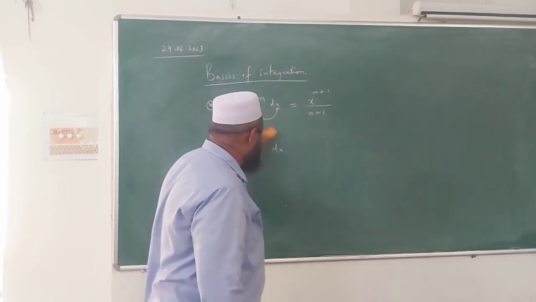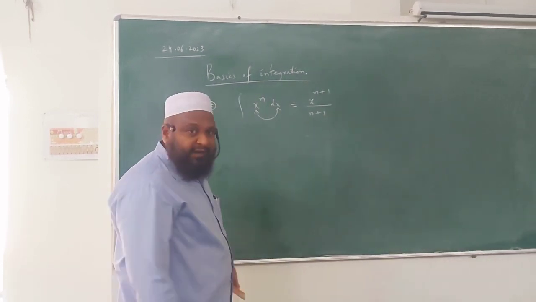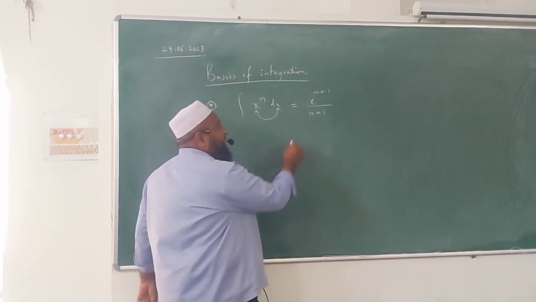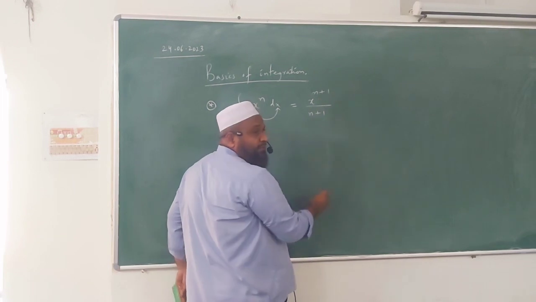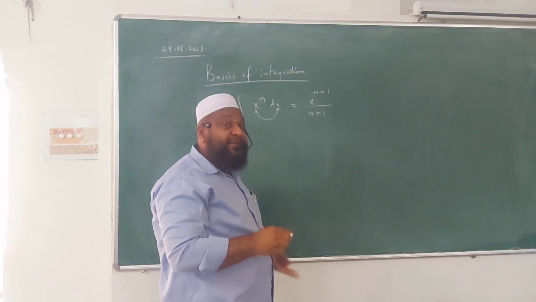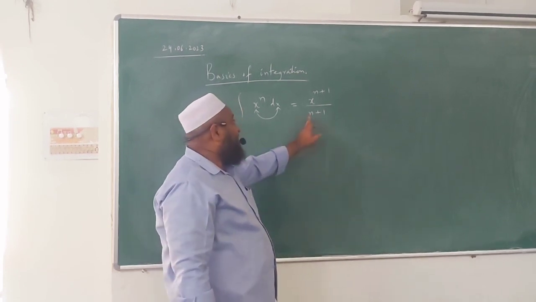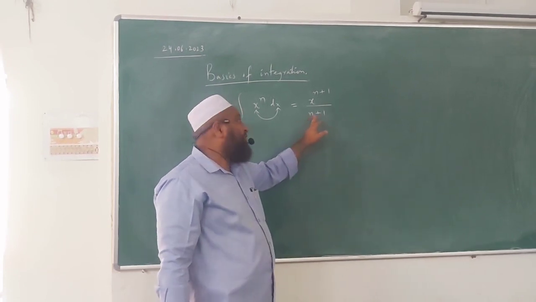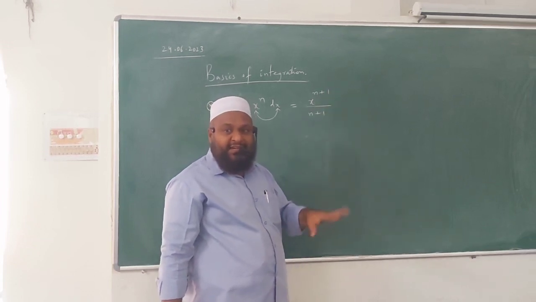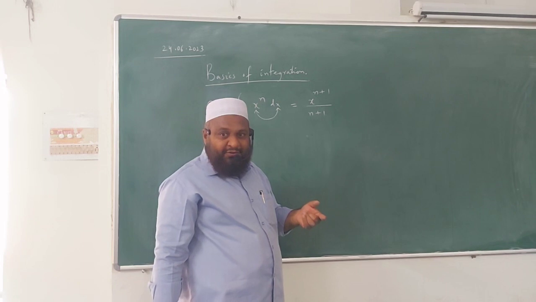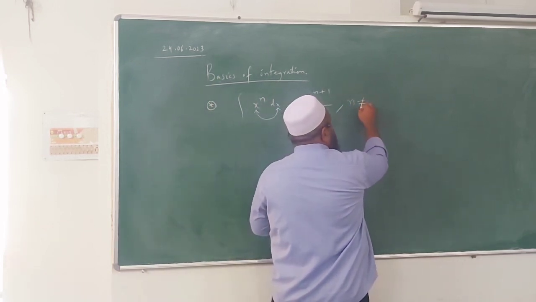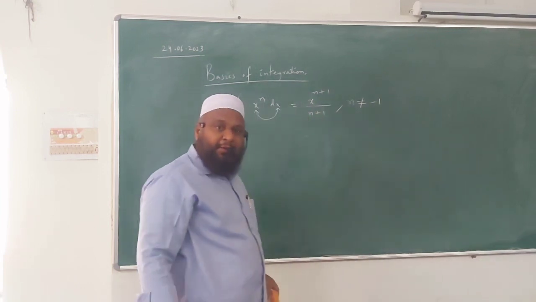So with that basic point in mind, the first formula is the integral of x power n dx is equal to x to the power of n plus 1 by n plus 1. Whatever n appears, you will write that n here. But the formula fails in one special case. If n is minus 1, minus 1 plus 1 becomes 0, and 0 in the denominator is a problem. So we say that this formula is applicable only for n not equal to minus 1.